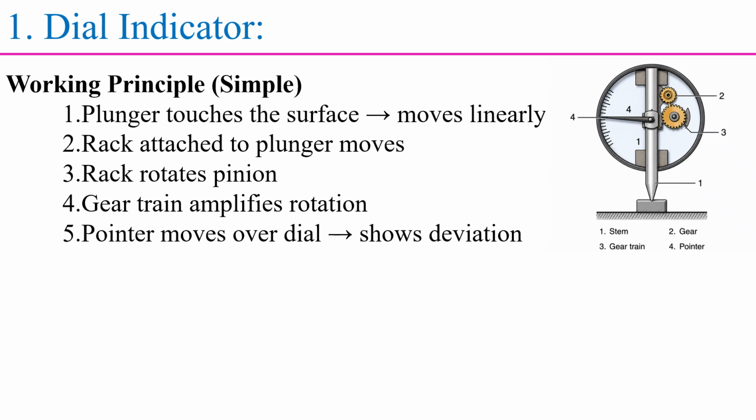Next we have to discuss the working principle of the dial indicator. First, the plunger touches the surface. In this regard, it moves linearly. Then the rack attached to the plunger moves. So here these plunger movements are attached to this rack. Then this rack rotates the pinion. Then the gear train amplifies this rotation. Then with this rotation the pointer moves on the dial, which shows the deviations.